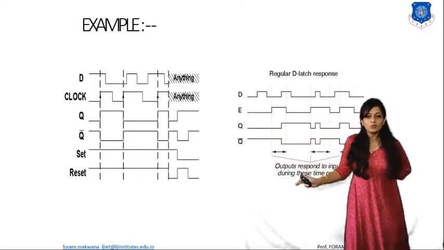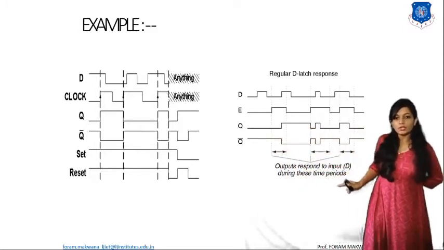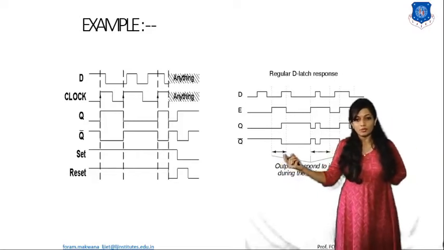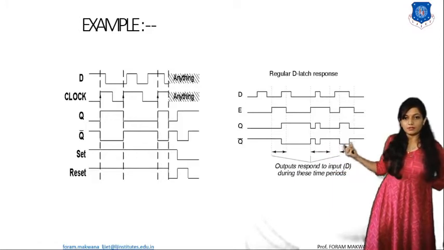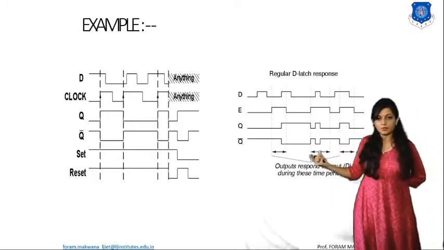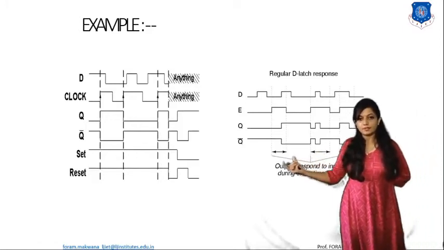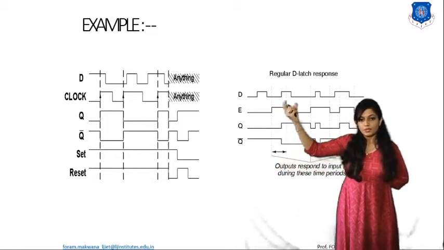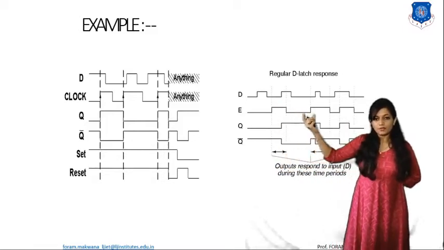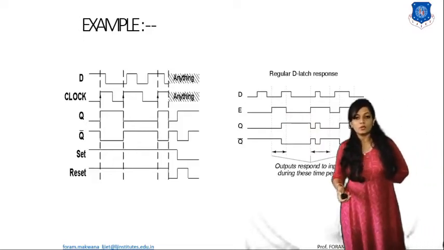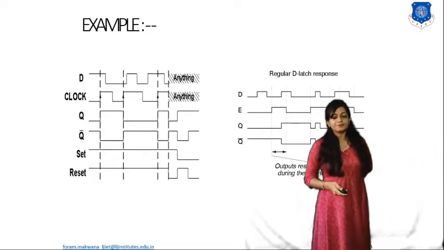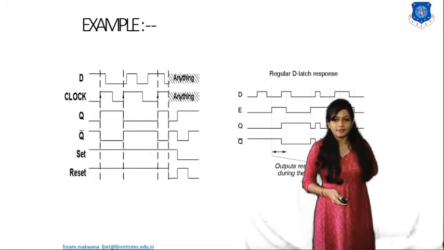So the output will respond to the input during this time period, this time period and this time period. So it depends on the period of time during which my enable pin is equal to 1 or the clock pulse is activated.